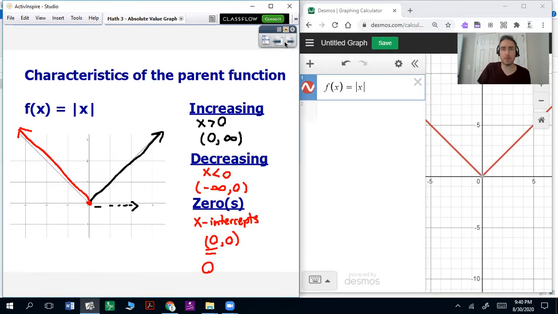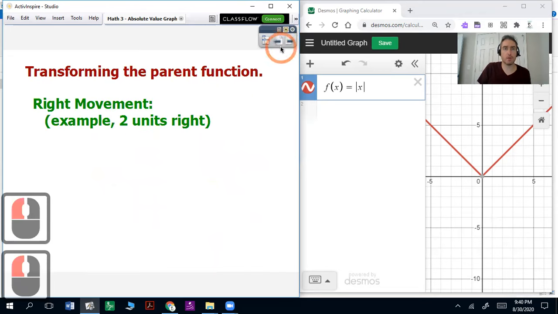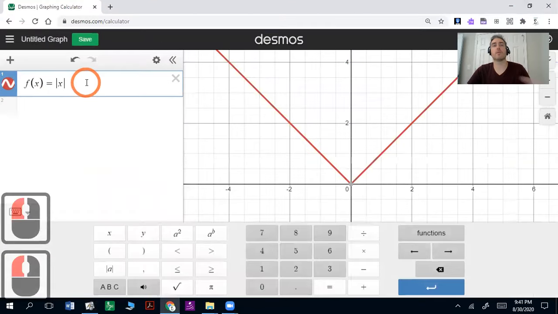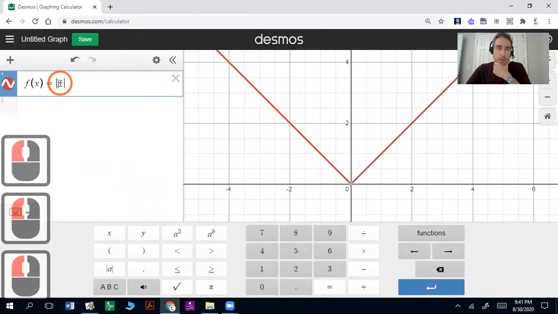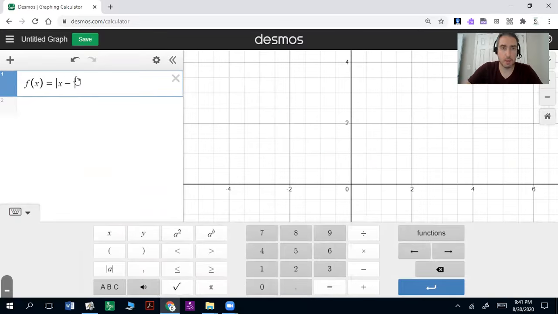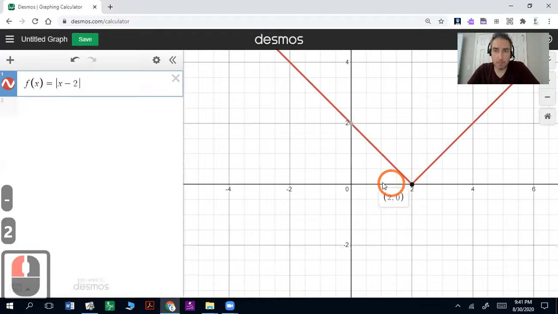Now you can do a lot of things with transforming these. So let's talk about that. So for example, if I want to take this graph and move it to the right, then you can play around with the numbers inside of the absolute value bar. So y'all type this in if you haven't done so yet. And inside, I want you to do minus a number. So let's say we do -2. That's going to shift that graph 2 units to the right.